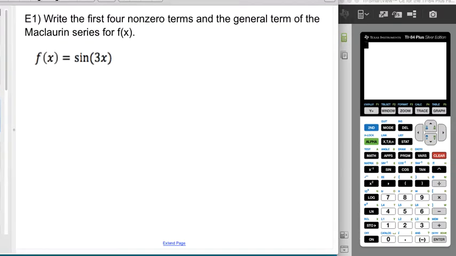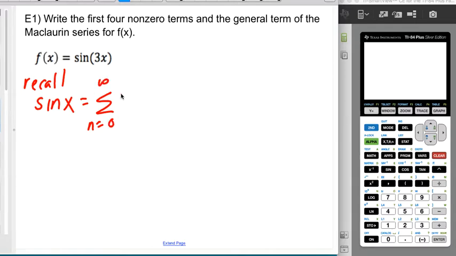So we're going to write the first four non-zero terms and the general term for the Maclaurin series for f of x, where f of x is the sine of 3x. So I want you to recall, right? So we're going to recall that sine of x is the sum from n is 0 to infinity of negative 1 to the n, x to the 2n plus 1 over 2n plus 1 factorial.